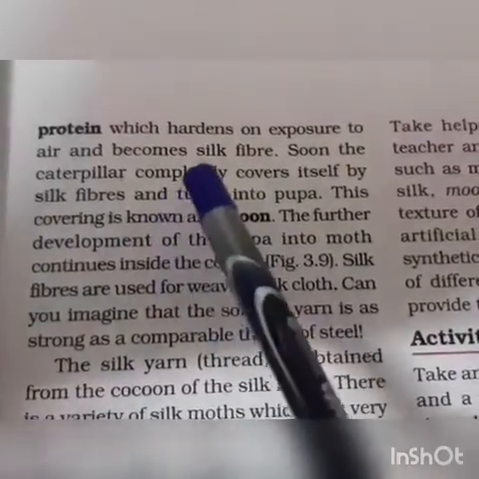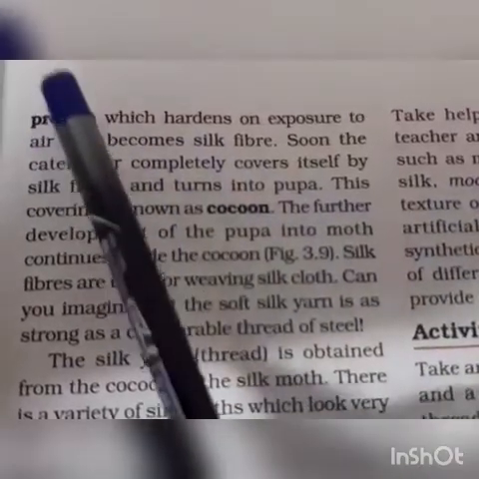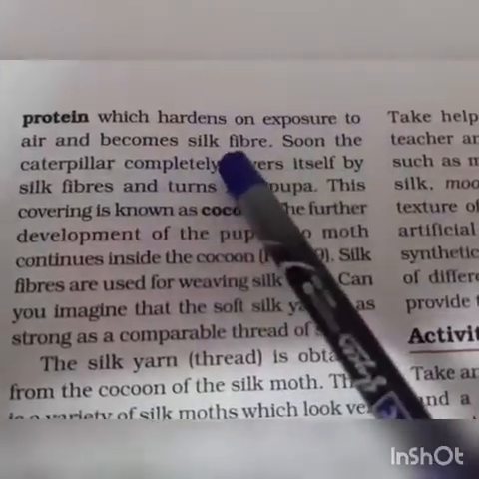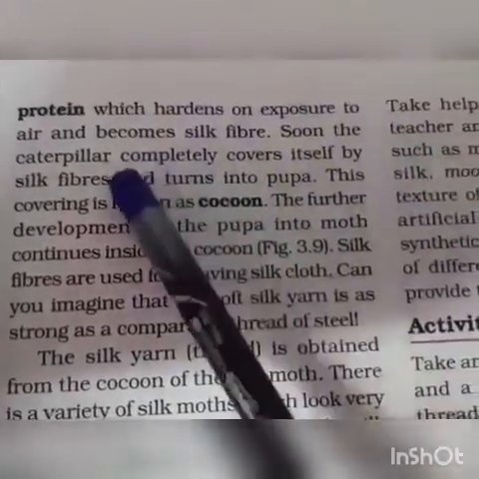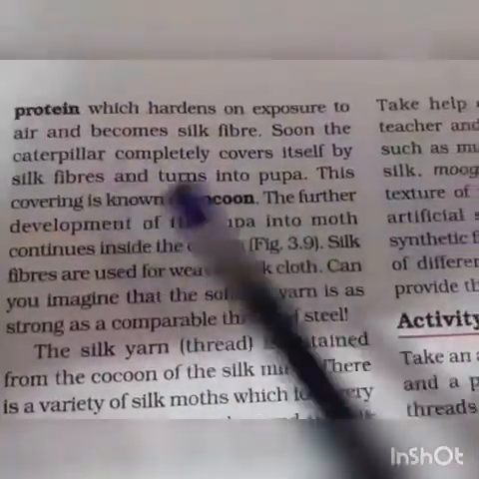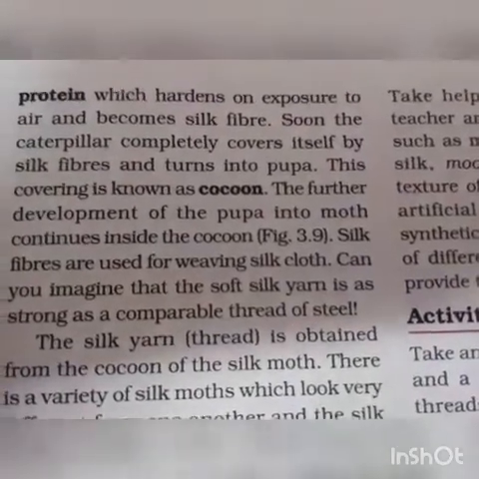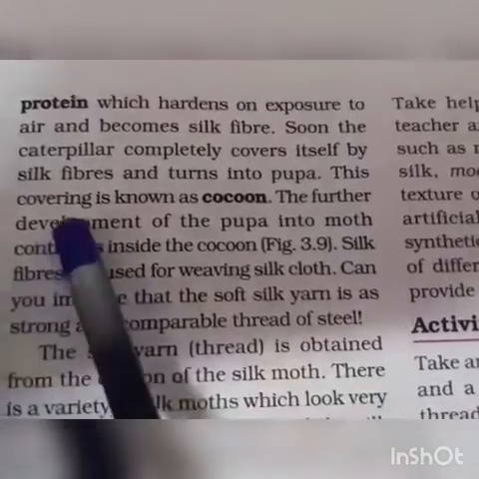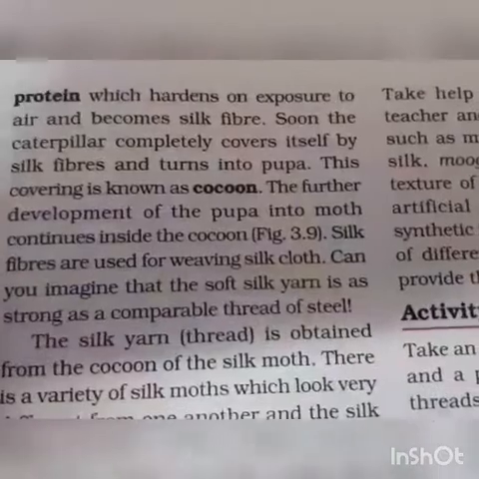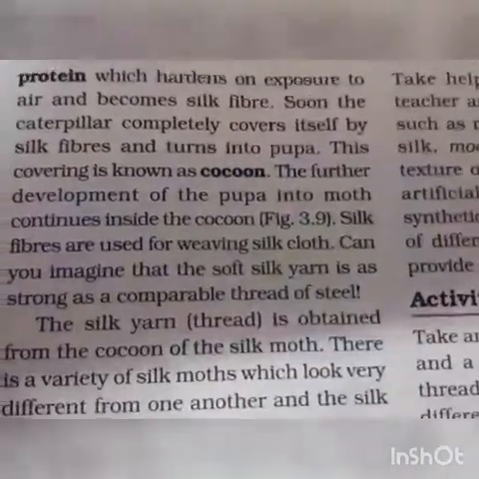I will once again explain to make it more clear. The caterpillar secretes the protein to make the net, which hardens and becomes the silk fiber, and then the caterpillar completely covers itself with that silk fiber, with that net only, and then it turns into pupa. That silk cover that it makes is known as the cocoon, and the further development of pupa takes place in that cocoon only.